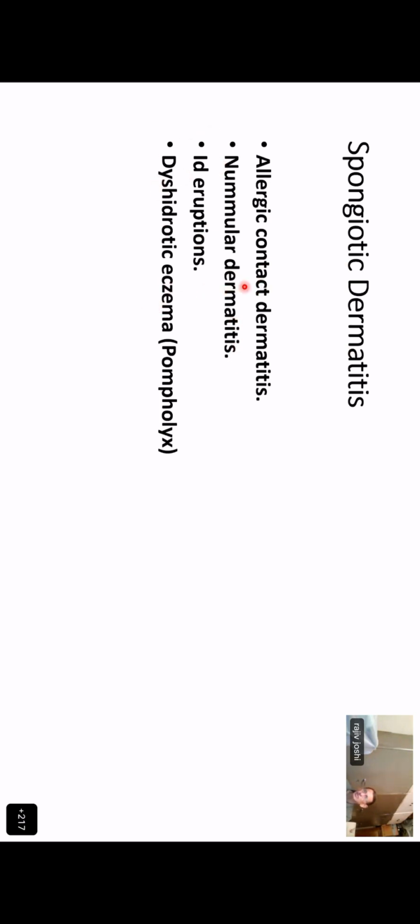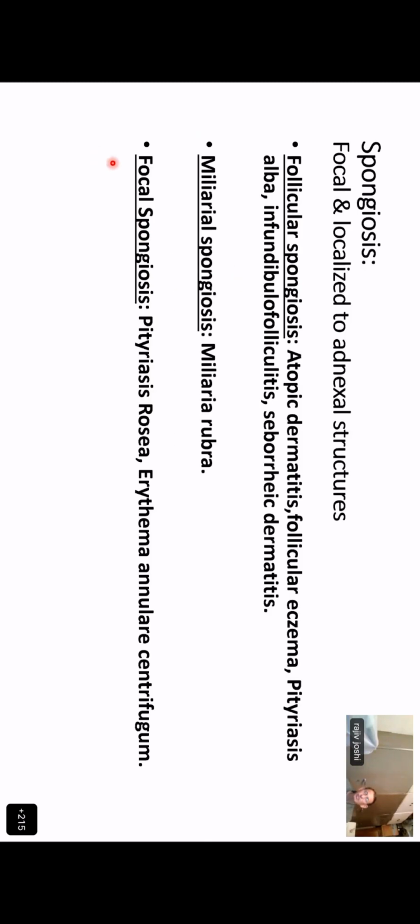Now, all these can look very similar, so you can't give a specific diagnosis of which condition it is. You can only say spongiotic dermatitis, and then clinically you'll have to correlate and see in which of these categories it fits. But you can also get spongiosis, which could be focal and localized to adnexal structures. So if you get predominantly follicular spongiosis, people consider atopic dermatitis, follicular eczema, which is again a variant of atopic dermatitis, pityriasis alba, which is again a variant of atopic dermatitis, seborrheic dermatitis, and a condition known as infundibulofolliculitis. If you have spongiosis affecting the eccrine sweat ducts, you consider miliaria rubra.